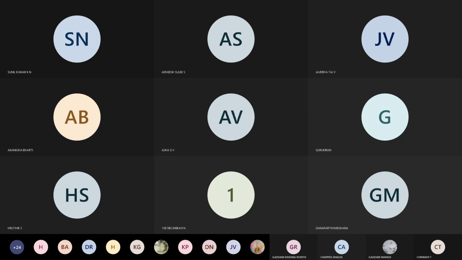With this, I conclude today's class, because the next class is there. Tomorrow we will discuss the non-inverting amplifier: summing, scaling as well as averaging circuits with respect to the non-inverting amplifier configuration. Okay, thank you. Any doubts? You can ask.